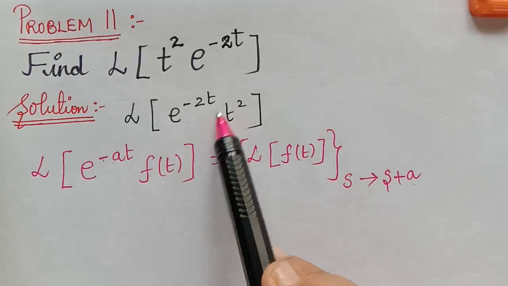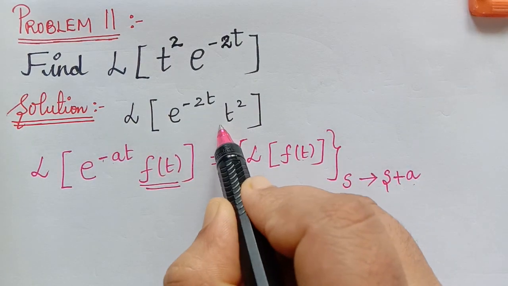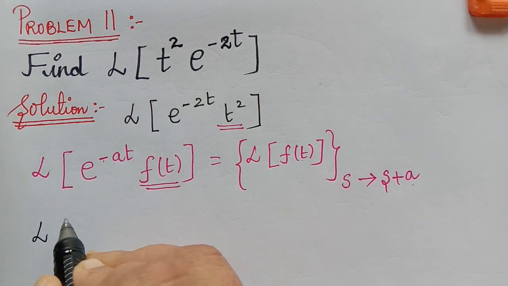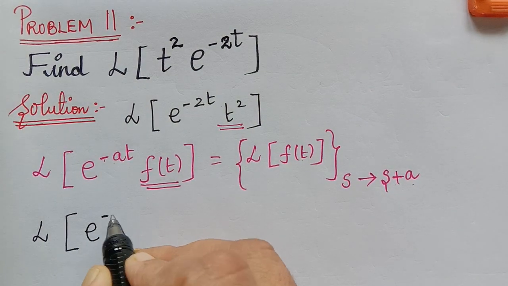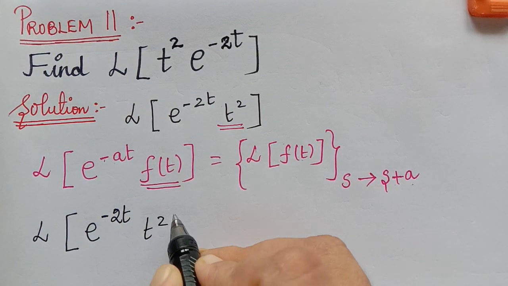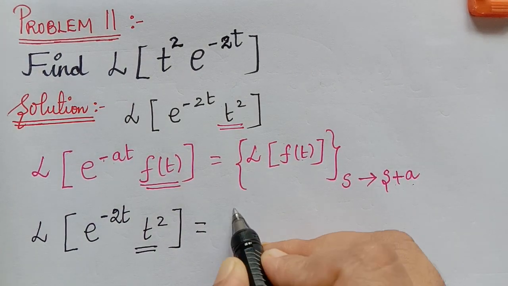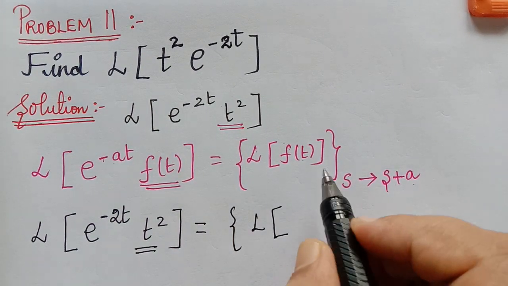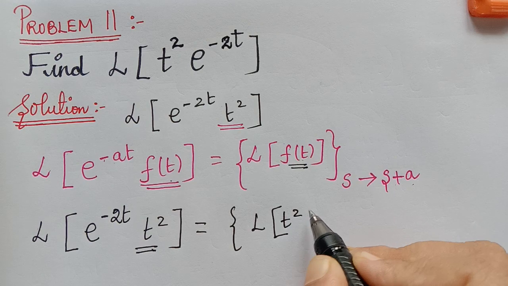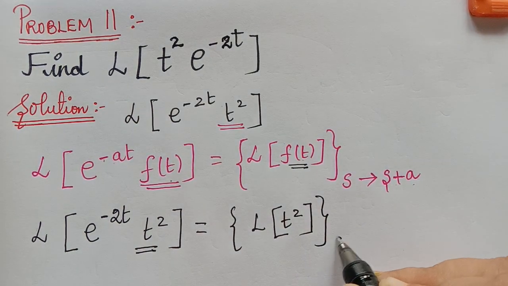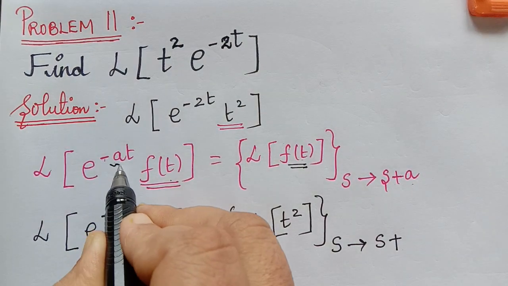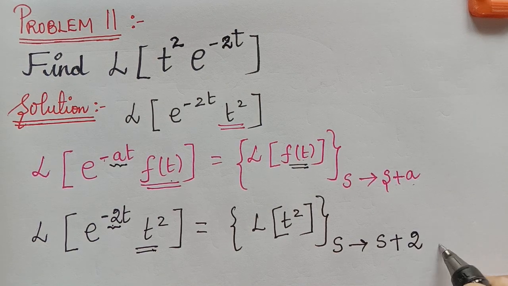Now, while comparing these two, we observe that f of t in our given problem is t square. So, let us do this problem now. Therefore, the Laplace transform of the given question is e to the power minus negative 2t times f of t, which is t square. That will be equal to the Laplace transform of f of t. What is f of t over here? It is t square. So we have to find the Laplace transform of t square, and we have to replace s by s plus, what is the value of a over here? It is 2. So s plus 2. So this is what we have to do.